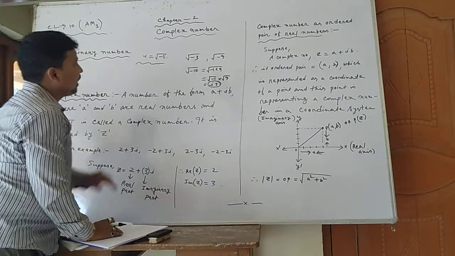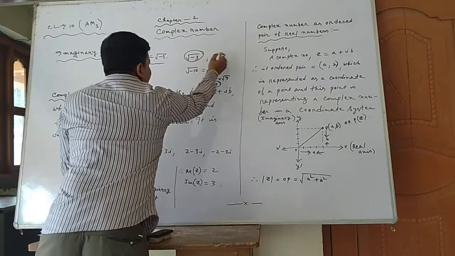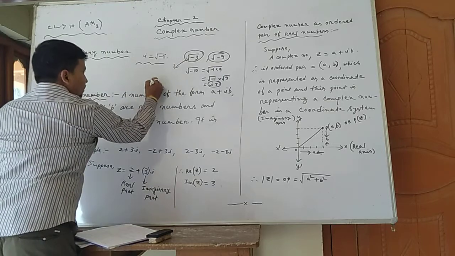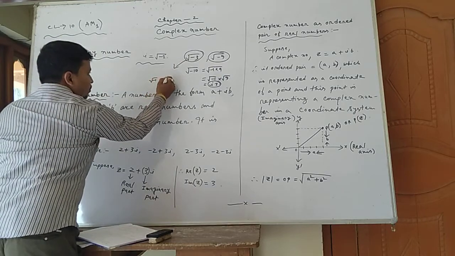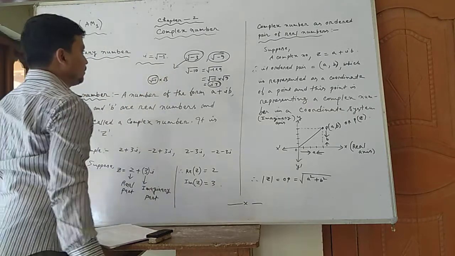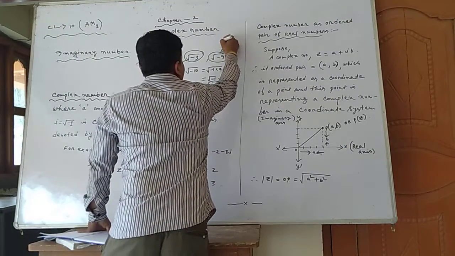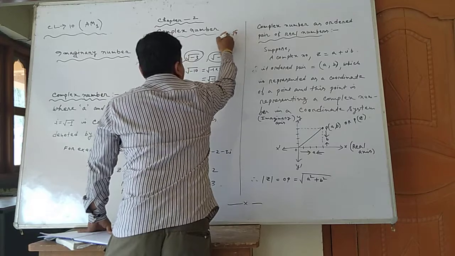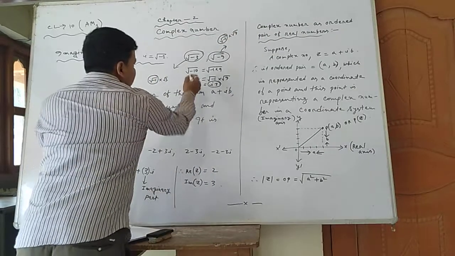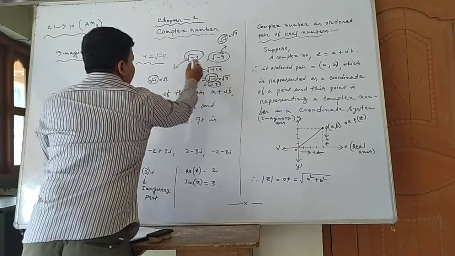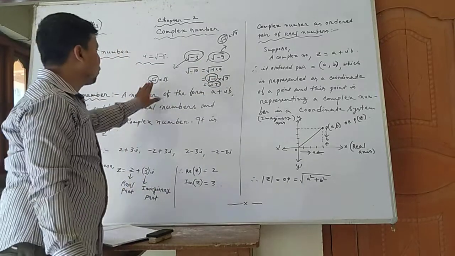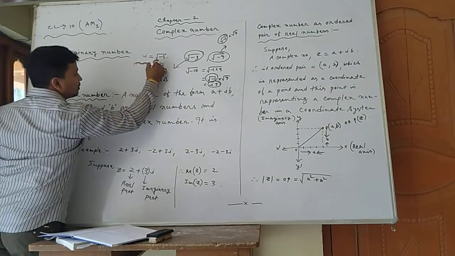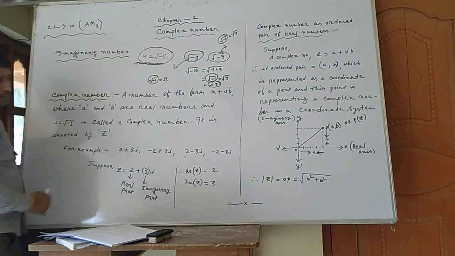So here the main thing is, in all these numbers, there is root over minus 1 multiplied with root over 3, or root over 9. Same here also. In all the numbers there exists root over minus 1. That's why root over minus 1 is called the imaginary number.